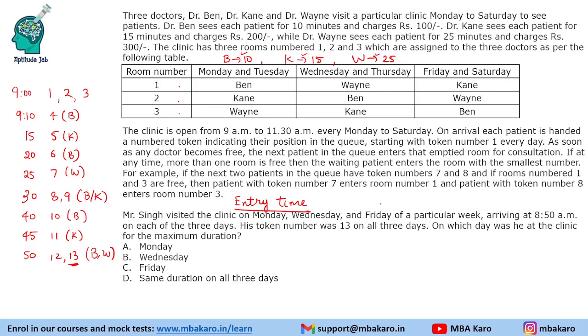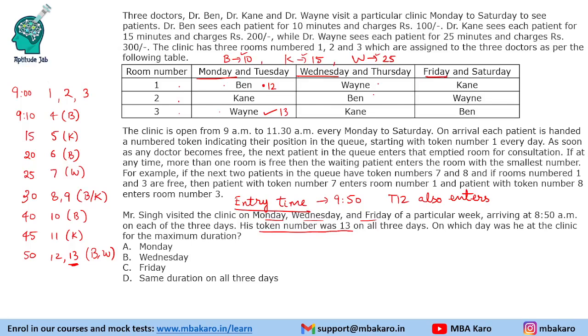Now this person has token number 13. So on the first day, like Monday, we need to find on Monday, Wednesday, and Friday. We figured out that he enters at 9:50 a.m. and another person, token number 12, also enters. Token number 12 will take the earlier room. On this day, Ben and Wayne are free, so token number 12 will enter here and token number 13 will enter here, visiting Wayne.